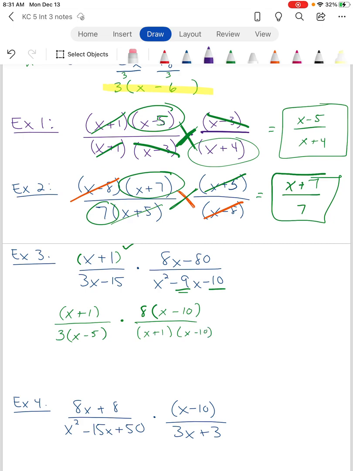Now you can go ahead and try to cancel things out. So here to here, I can cancel out the x plus 1. And here I cannot cancel anything, but I see that I can cancel out these x minus 10s that are right on top of one another. So on the top, I only have an 8, and on the bottom, I have a 3 times x minus 5 as my final answer.